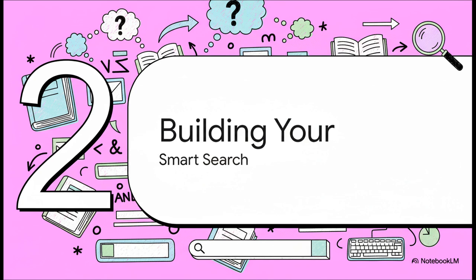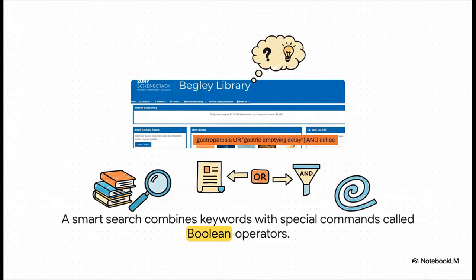Now for the secret weapon, okay? This is what efficient researchers use, the smart search. This isn't just about mashing a few words into the search bar. It's about telling the search engine exactly what you need, so you don't waste any time. And here's a perfect example of what a smart search looks like in the wild. You see the parentheses, the quotation marks, and those little words, or, and. That whole structure is a set of instructions that gives you way more precise and relevant results.